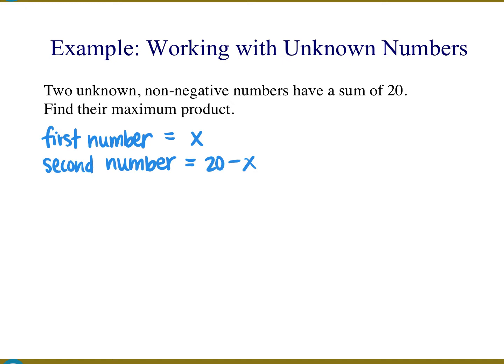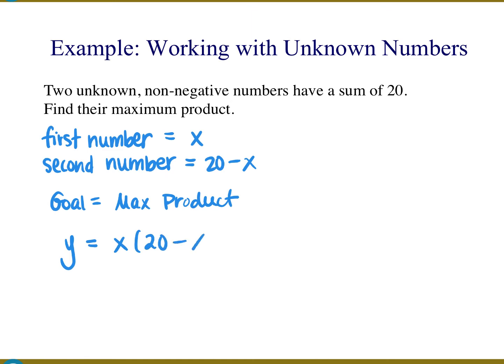20 is the most it could be. If you've already used up x for your first number, suppose you used up 2, then the other number has to be 18. Suppose you used up 7, then the other number has to be 13. So we name it according to what we know about the 20. Now our goal is the maximum of the product. So that's where the y comes in. y is the product of x times 20 minus x.